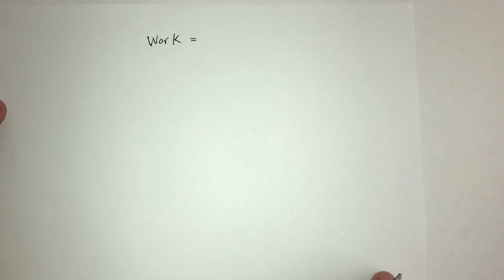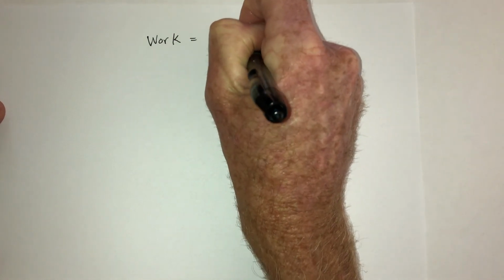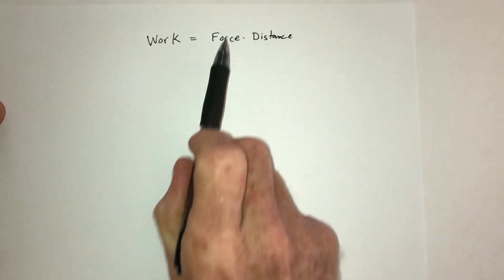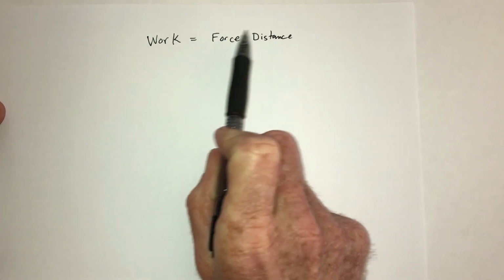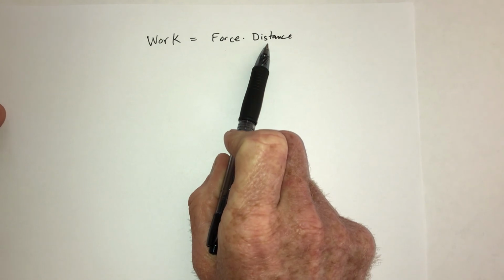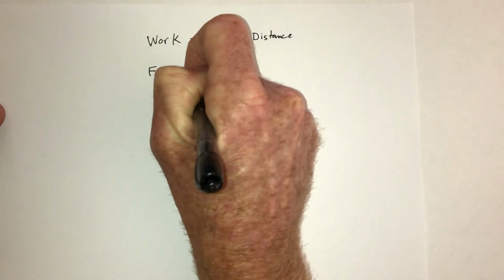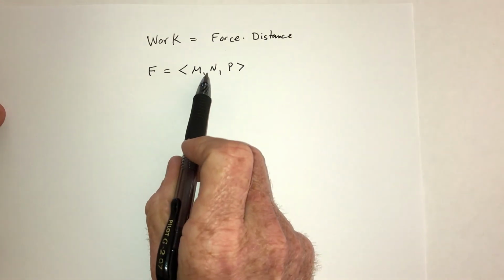Now on to the next idea in this section, work. How much work does it take to pick up a 5-pound object? Well, work is force times distance. So if it was a 5-pound object and you pick it up 1 foot, then you've done 5 foot-pounds of work. Now let's say that F is this vector field, and the components are going to be M, N, and P.